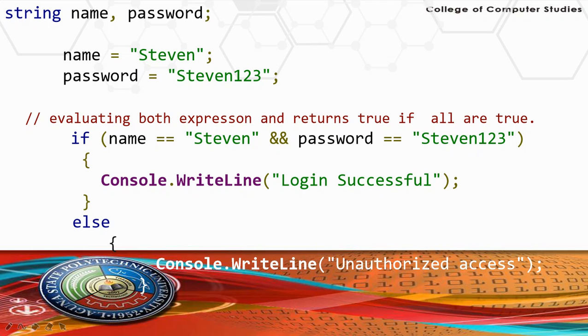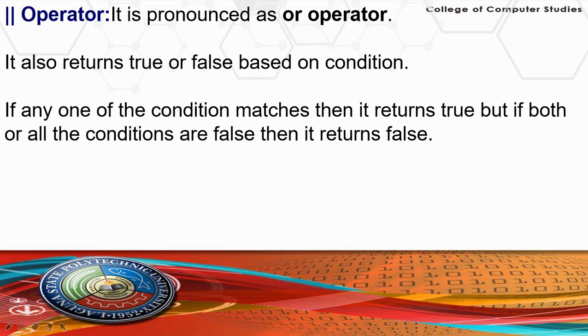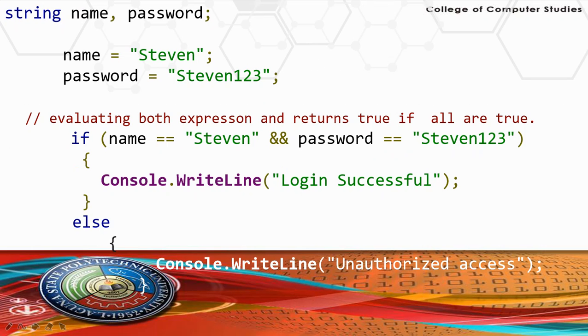This entire statement will be executed if the name is equal to Steven is satisfied and password is equal to Steven123 is true also. So both must be true. If these two match, then "login successful" will be displayed, else "unauthorized access." The name and password must be satisfied so that the entire condition will be executed, so that login successful will appear. But if one of them is false, then automatically unauthorized access will be displayed.